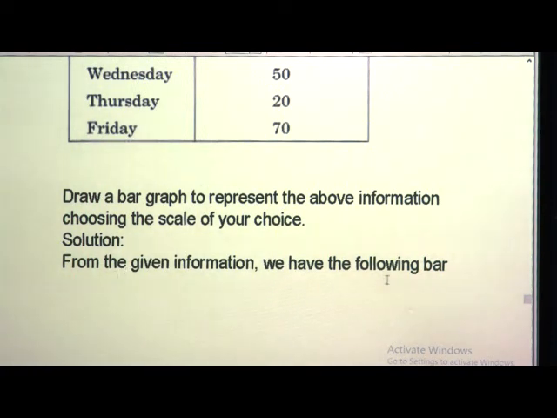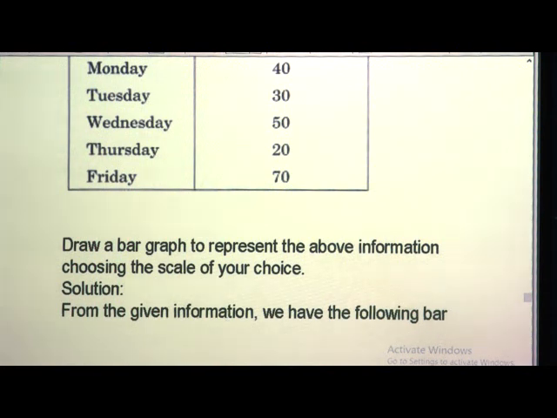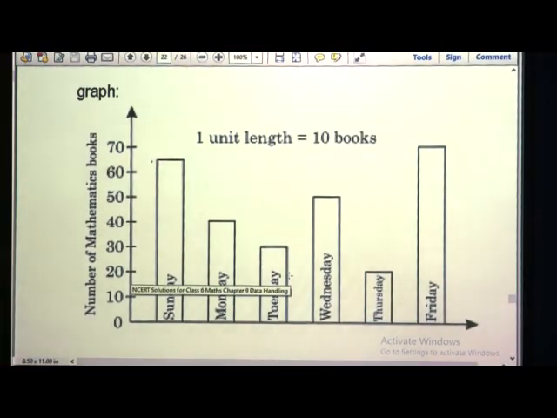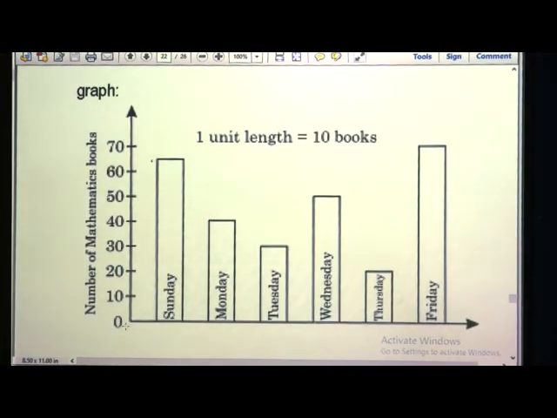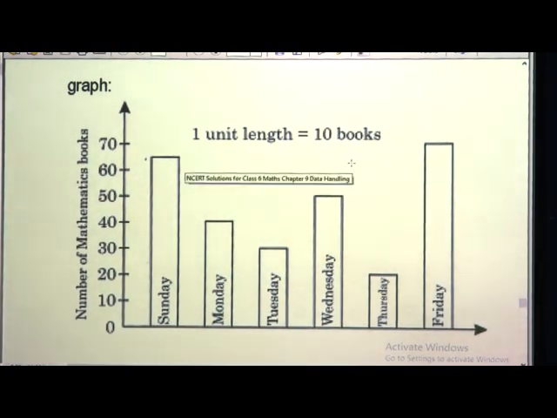From the given information we have the following bar. Now, we need to represent this data by choosing the scale of our choice. It means the scale can be anything. So, let us see. We will take 1 unit length equal to 10 books, for the number of mathematics books sold.